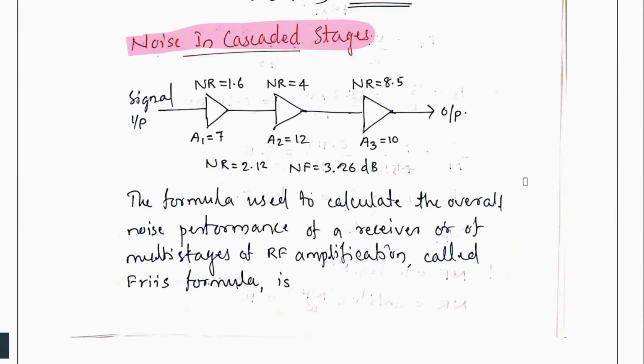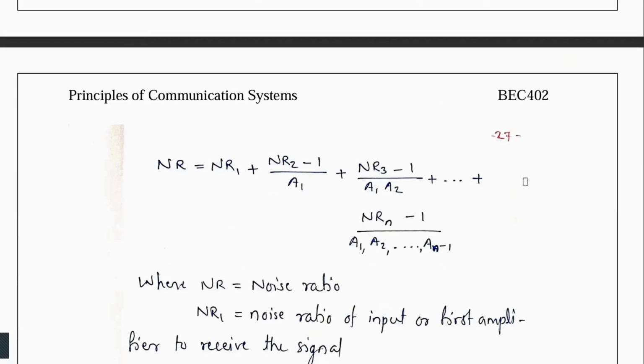So next is the last topic, and an important one, which is the noise in the cascaded stages. The formula that is used to calculate the overall noise performance of a receiver or a multi-stage RF amplifier is called the Friis formula, which is given by NR is equal to NR1 plus (NR2 minus 1) divided by A1, plus (NR3 minus 1) divided by A1 into A2, till (NRN minus 1) divided by the product of A1, A2 till AN minus 1.